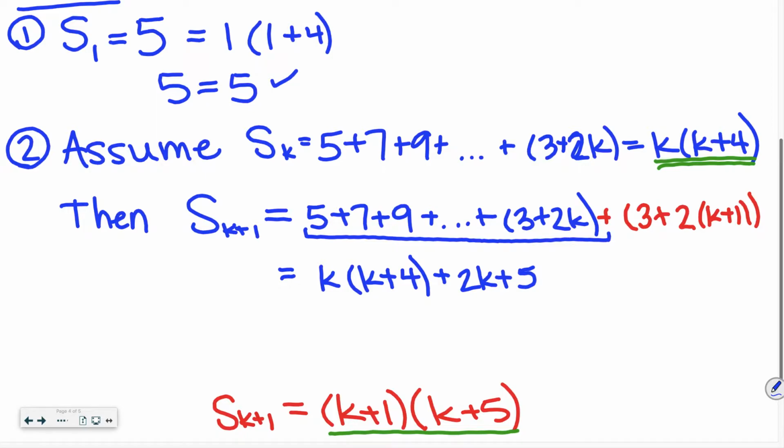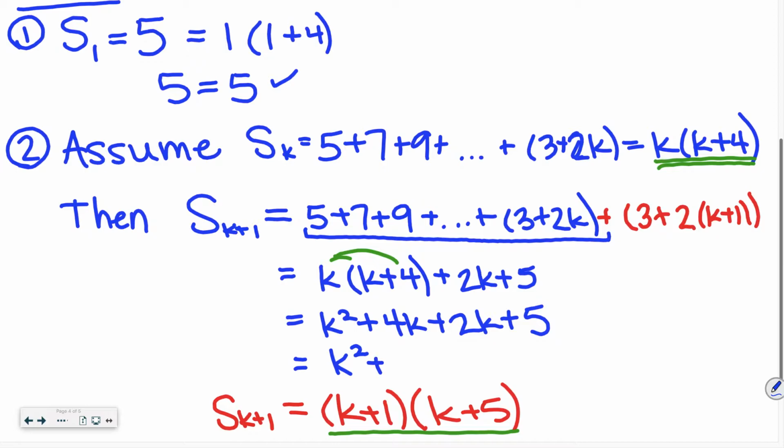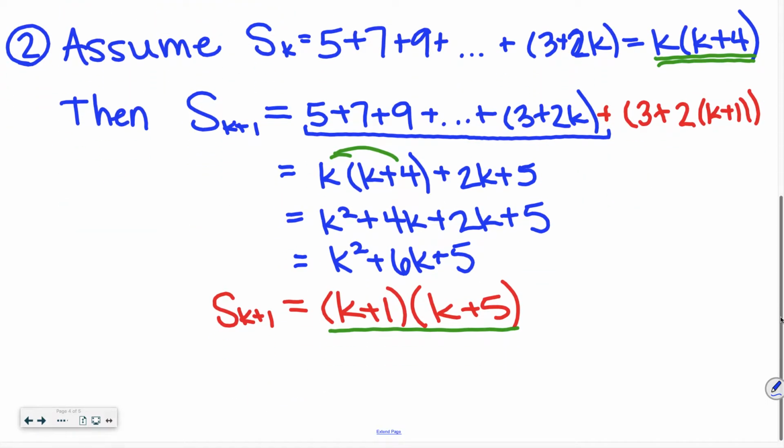We need to get to this right here. What should we do? Let's distribute. So we have k squared plus 4k plus 2k plus 5, which we then could combine like terms to k squared plus 6k plus 5. Does that factor to k plus 1 times k plus 5? All right, we did it.